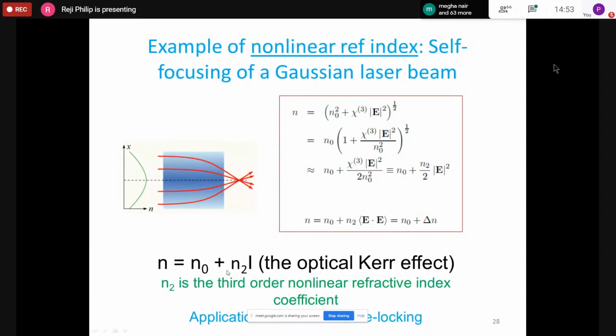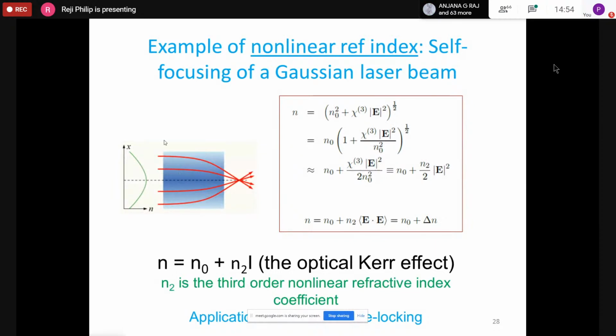Now look at this expression, the refractive index of the medium. Imagine this beam is passing through a medium, just glass. The refractive index is given by n0 plus n2 I, and n2 is a constant of the medium. We know I is a maximum at the center. So in the central region, the total refractive index will be more compared to the edges. Here you have the total refractive index less, compared to here, where it is more. Now, what is the implication of this?